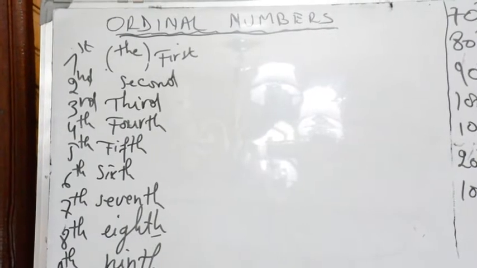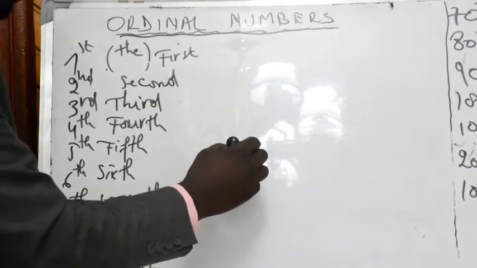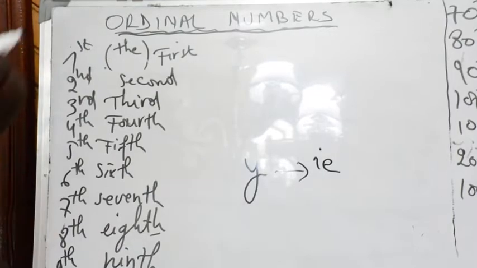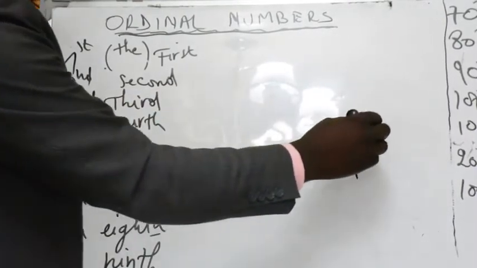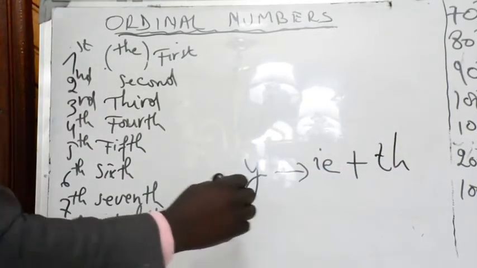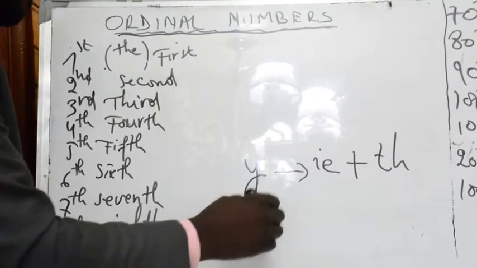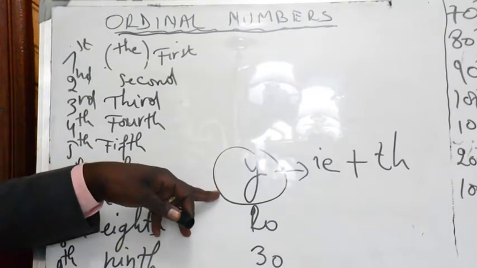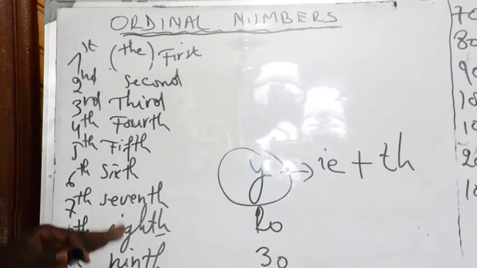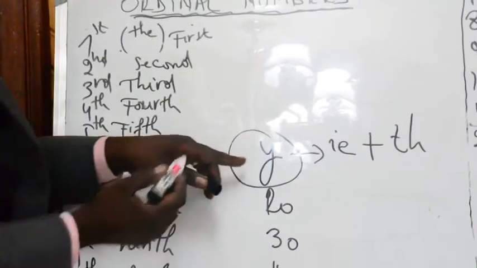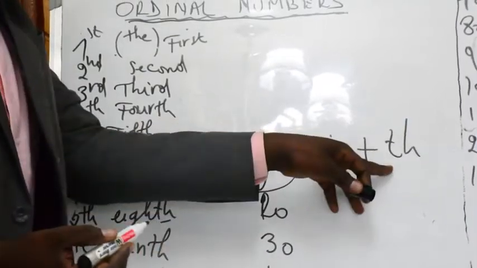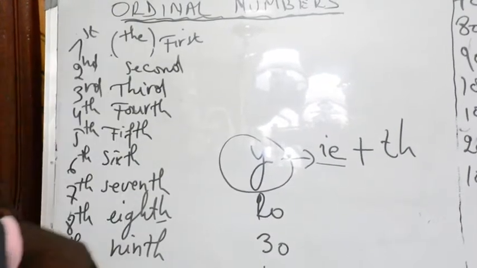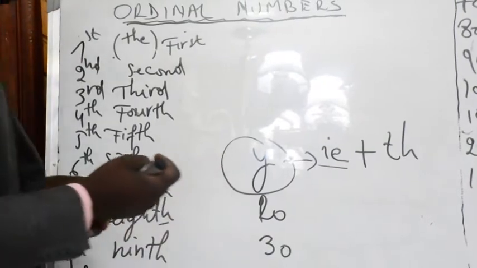I wanted to show you one secret. When we are in the tens, normally, the Y changes to IE in writing. Then we add TH. For tens, from 20, 30, 40, you know these as cardinal numbers. They end in Y. When you go to the ordinal numbers, the Y changes to IE, then we add TH. That is how we make ordinal numbers from cardinal numbers. So let's continue.